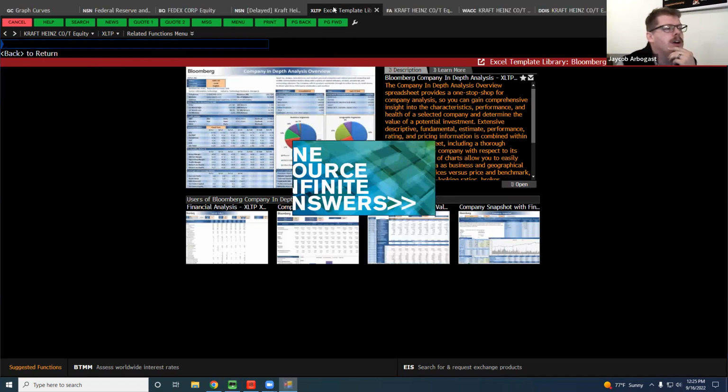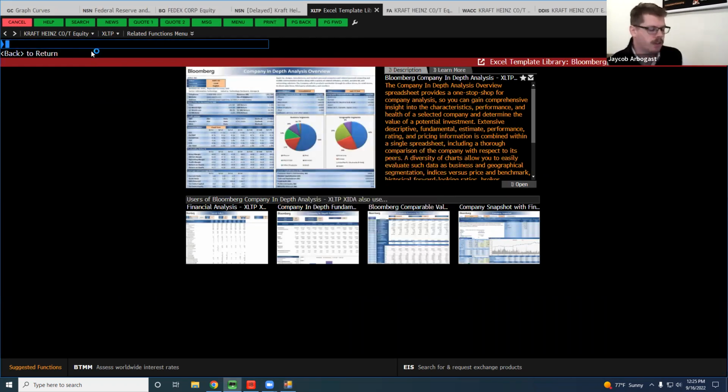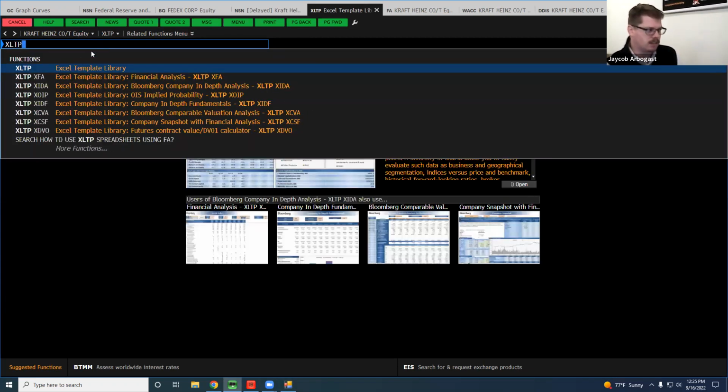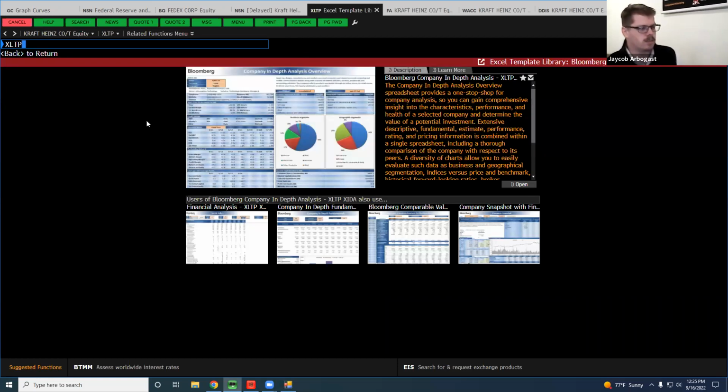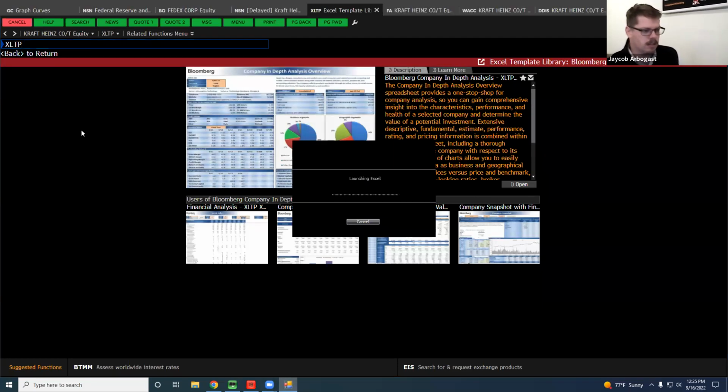On Bloomberg, you can run any function you want. You can type stuff in and there are functions. So XLTP is the Microsoft Excel template library, and that's what I pulled up to get this, and it's loading. If it's been a while, it takes a long time to load stuff on these computers, but if you're using it frequently, it's faster.